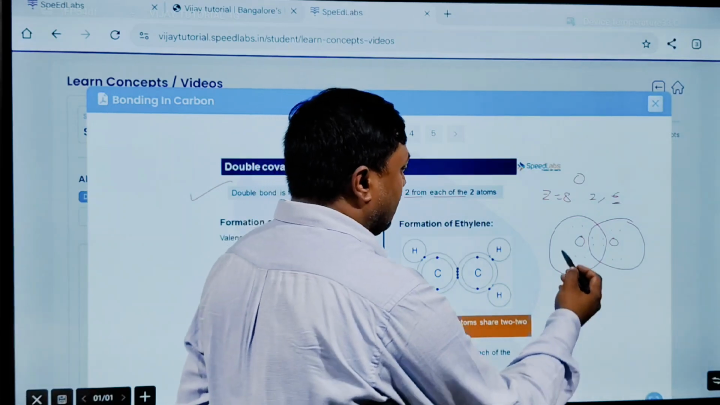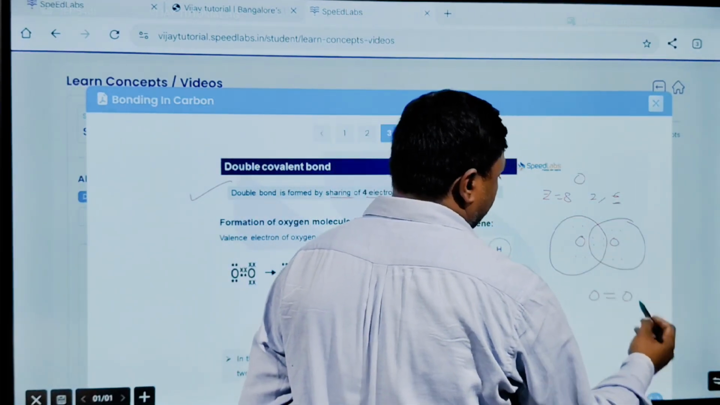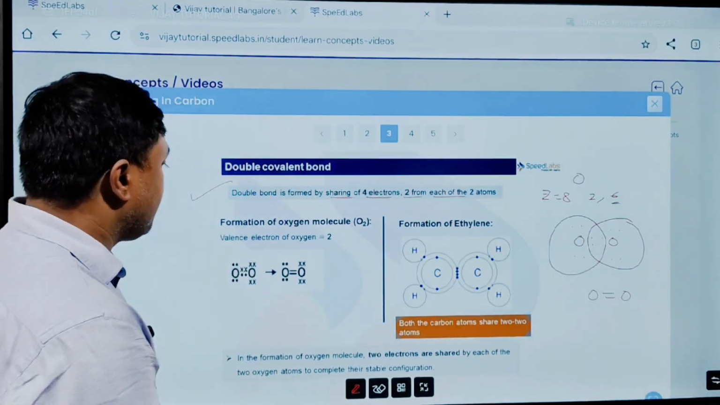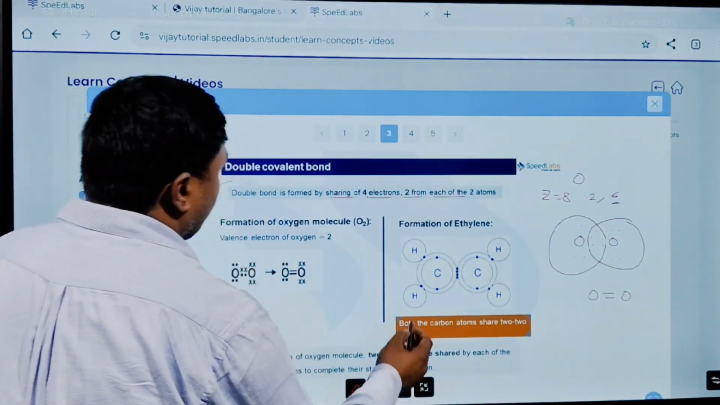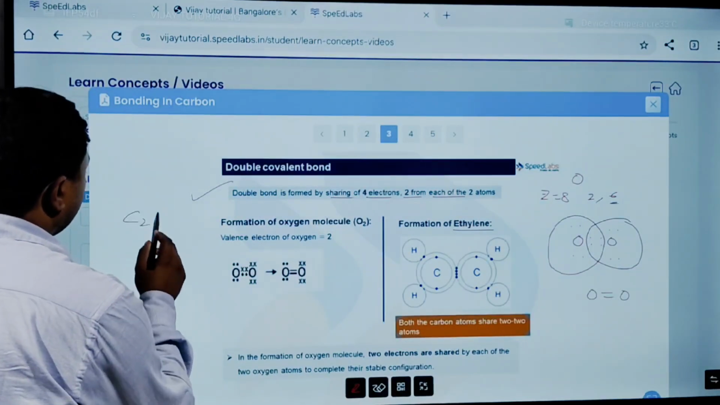Now between the oxygen atoms, 2 pairs of electrons are shared. Yes or no? 1 pair, 2 pairs. That's why it is a double covalent bond. Yes or no? Now similarly, the formation of ethylene, also called ethene, C2H4.